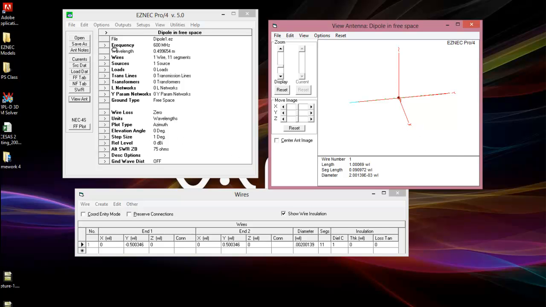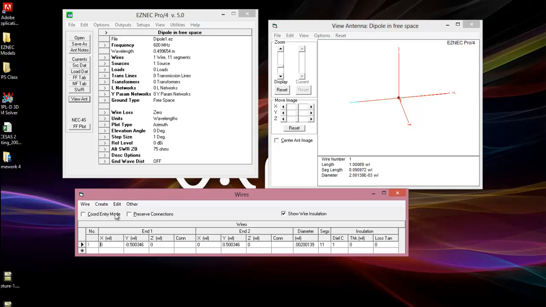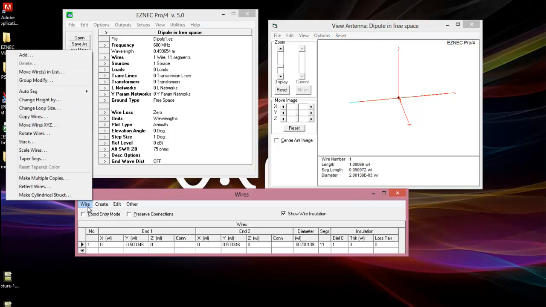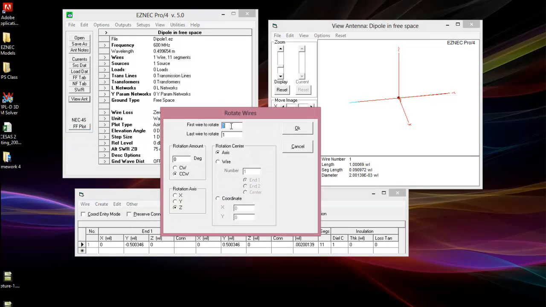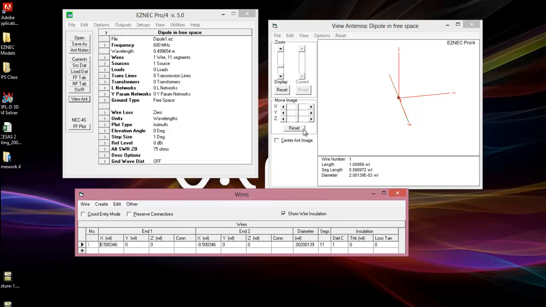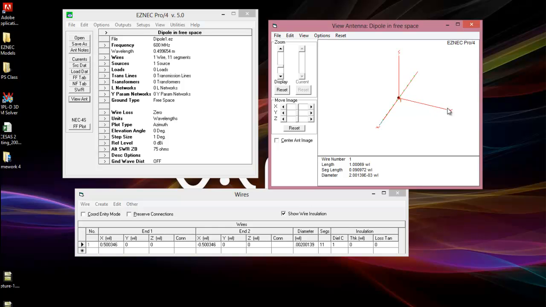So I'm just gonna rotate the wires. Change, rotate wires. I'm gonna rotate the wires 90 degrees, either counterclockwise or clockwise. Our rotation axis is gonna be Z, and the angle is gonna be 90 degrees. Okay, so now we have that.